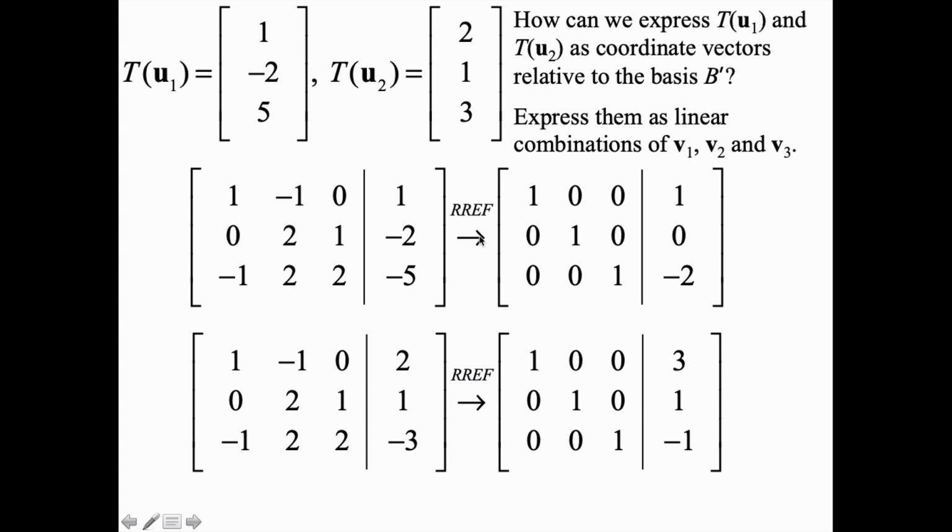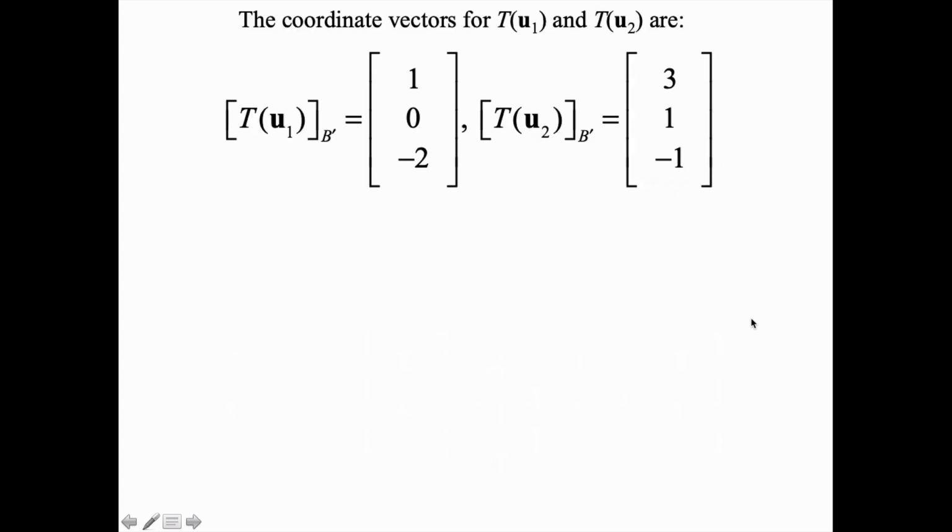Let's do it for the other one. We had 2, 1, negative 3. Let's now use our new basis vectors and see how many of each would be needed. We get new coordinate 3, 1, negative 1. So how can we use these now to create the transformation we're looking for relative to these new vectors? So let's summarize what we've got so far. The coordinate vectors for these transformations, TU1 and TU2, are 1, 0, 2 and 3, 1, negative 1.